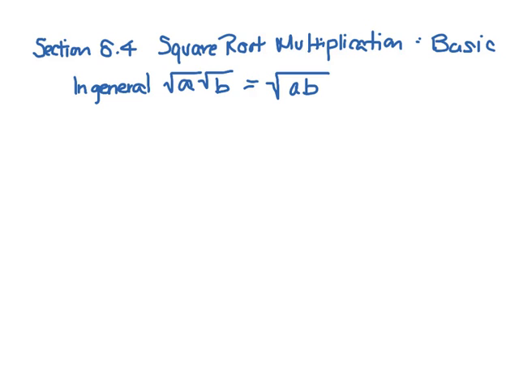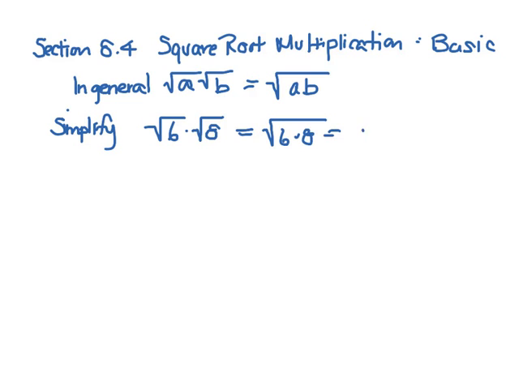So let's say we want to simplify or multiply the square root of 6 times the square root of 8. So first, let's go ahead and put everything under the same square root, the same radical, and we have 6 times 8, which is just the square root of 48.